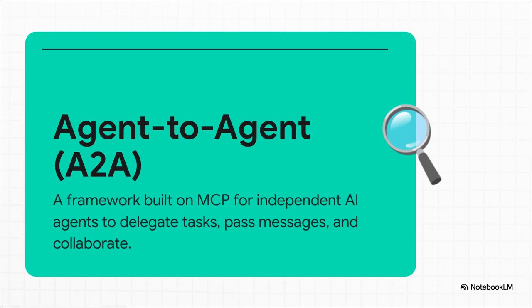This whole idea is called agent-to-agent communication, or A2A. It's a framework built right on top of MCP that standardizes how all these independent AIs can talk, delegate work, and collaborate. It allows them to solve problems that would be way too big for any single AI to handle on its own.